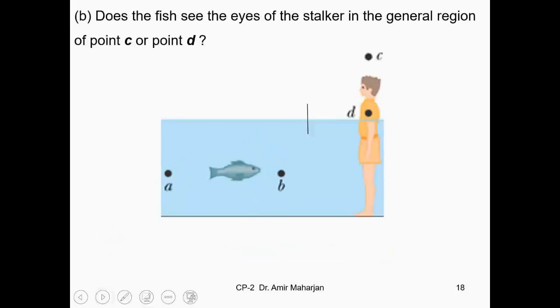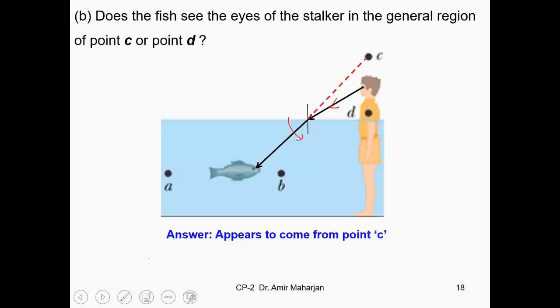Now, does the fish see the eyes of the stalker in the general region of C or D? Now, do the same thing. Pick any point on the stalker. So I'm going to pick this eye, and the light will strike like this, and it has to bend towards the normal, right? Towards the normal. But for the fish, it will just produce it backward. It extrapolates the light backward. It appears from C.